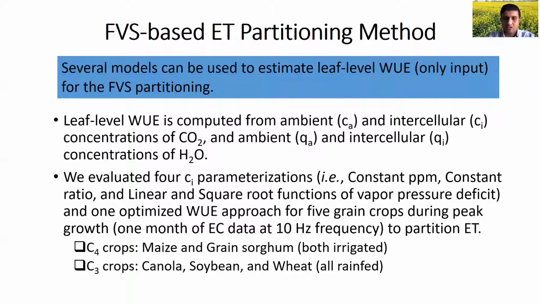And we used 1 month of data during peak growth. Those C4 crops were maize and grain sorghum, both irrigated, and C3 crops were canola, soybean, and wheat, all rain-fed.